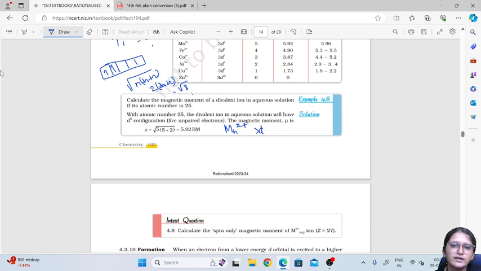So we have 3d5 4s2 for normal manganese. When you remove 2 electrons, it is 3d5. So in the d orbital we have all 5 electrons, so n will be 5. Here also 5. So 5 plus 2 is 7. 7 into 5 is root of 35. We know that root 36 is 6, so root 35 will be 5.92 Bohr magneton. This is the unit of magnetic moment.